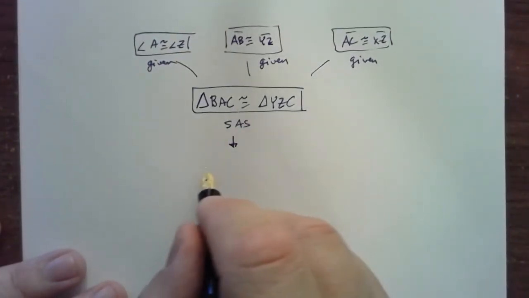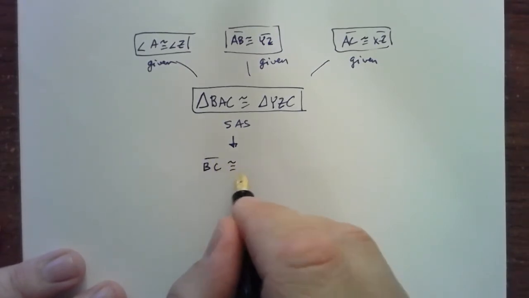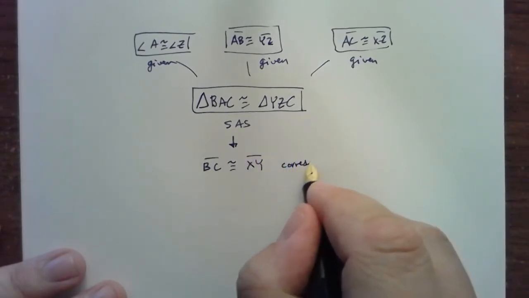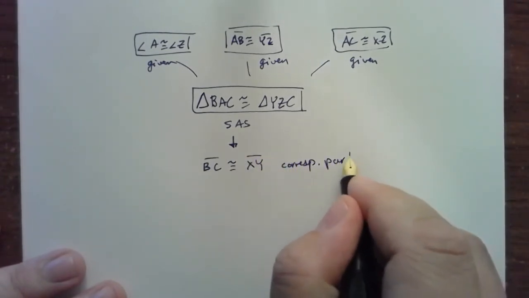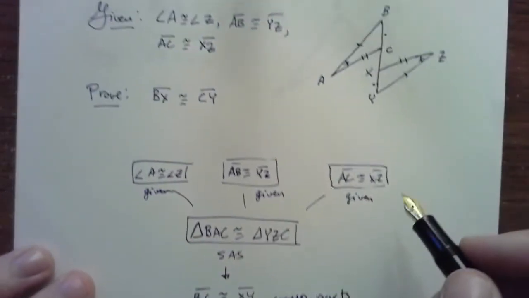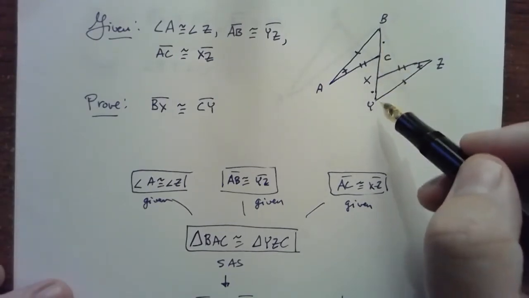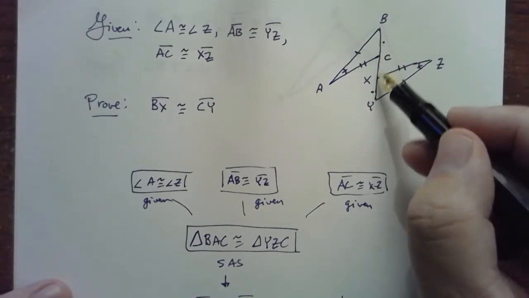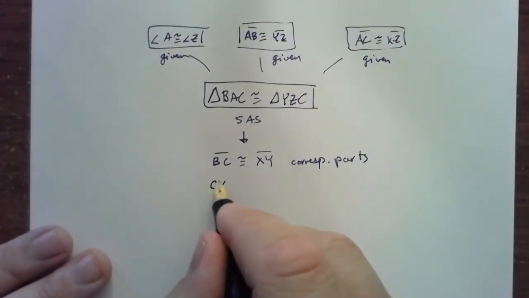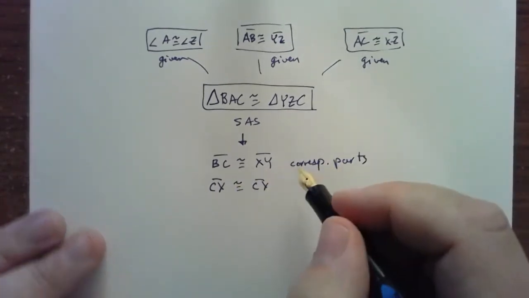From the triangles being congruent, I can conclude BC is congruent to XY. That's corresponding parts. I'm writing this on the side because I'm getting ready to do my addition. So that was BC congruent to XY. And then I want to add to each of those the segment in between, CX. I want to add to BC, CX, and I want to add to XY, CX.